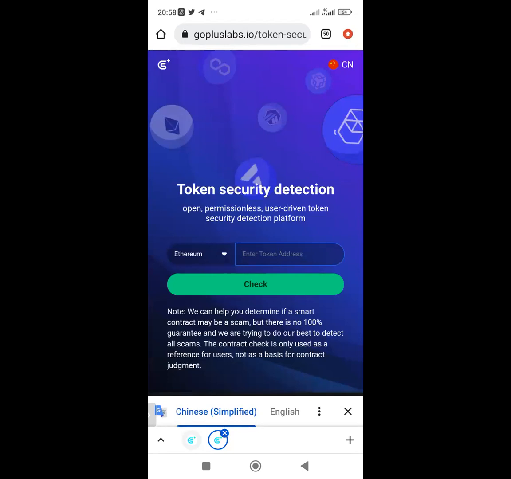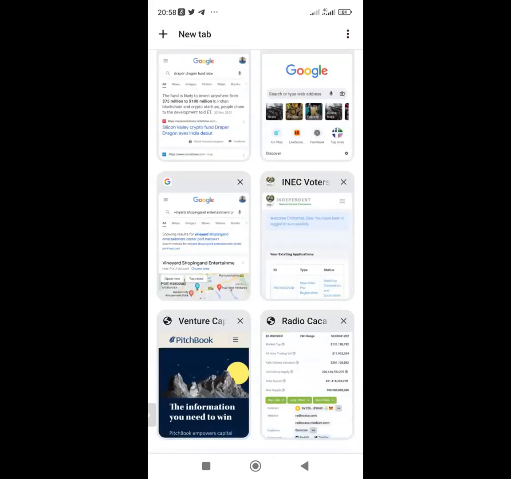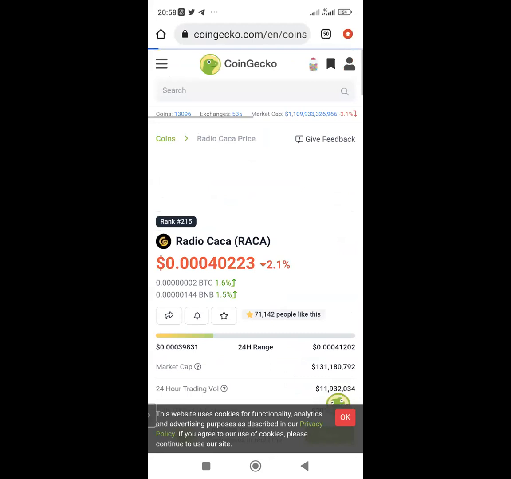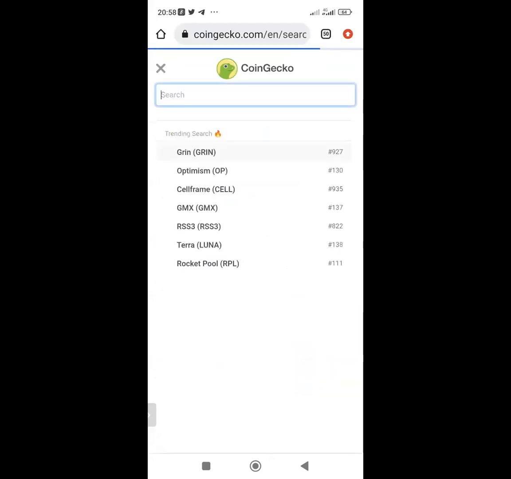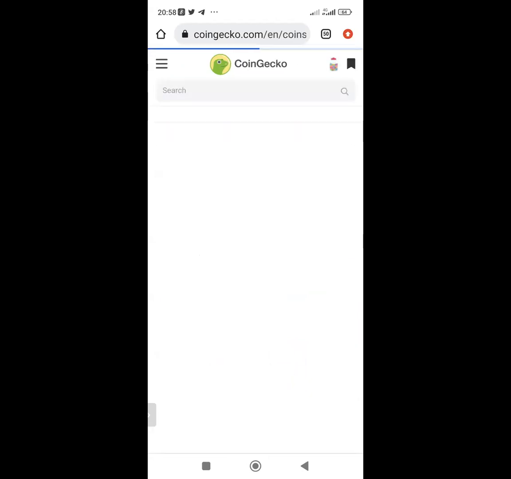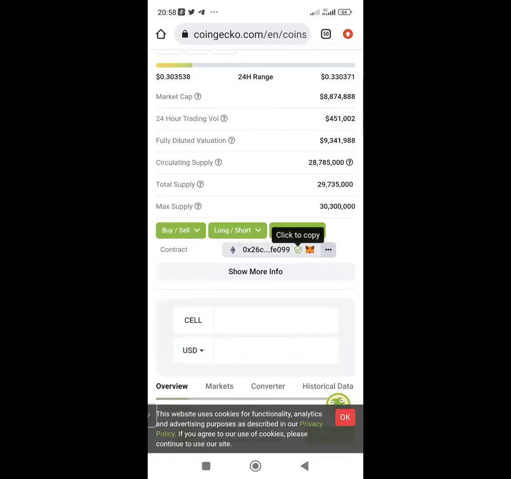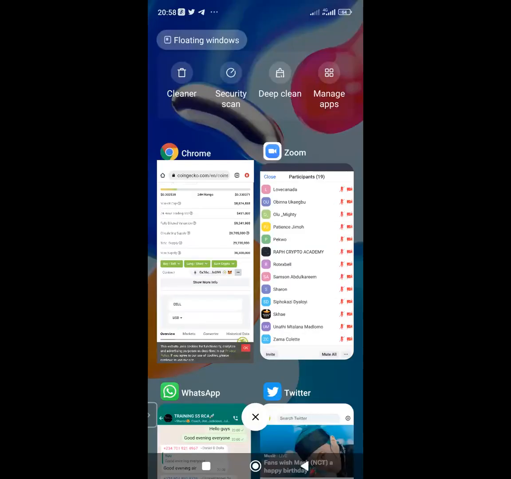No other contract address. Let me go and look for one again. You guys don't know how to look for a token. Let me look, there is one inside the chat. Okay, I'm coming. Self-frame, I just copied it now.